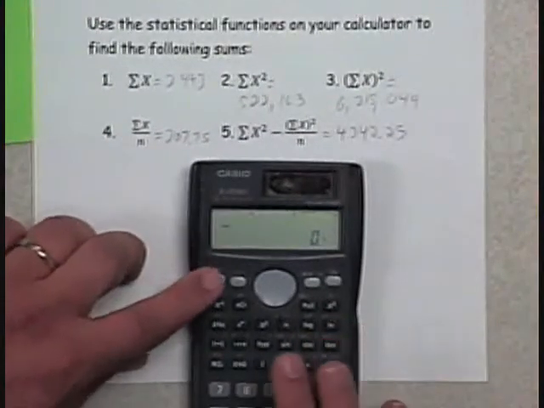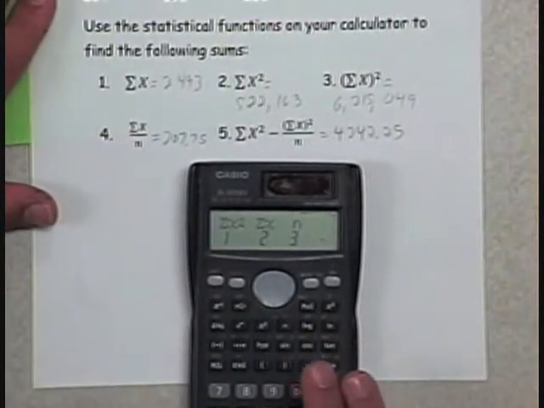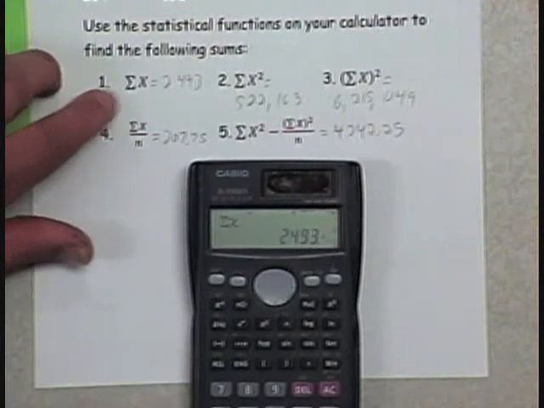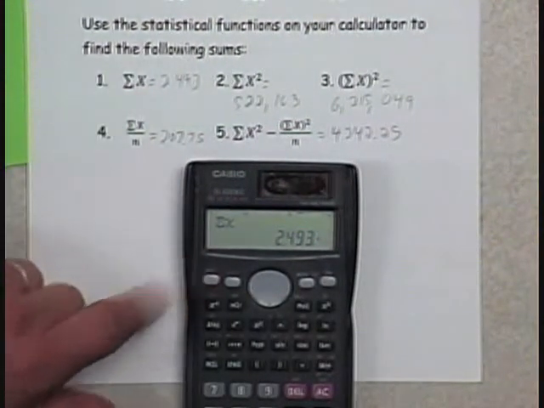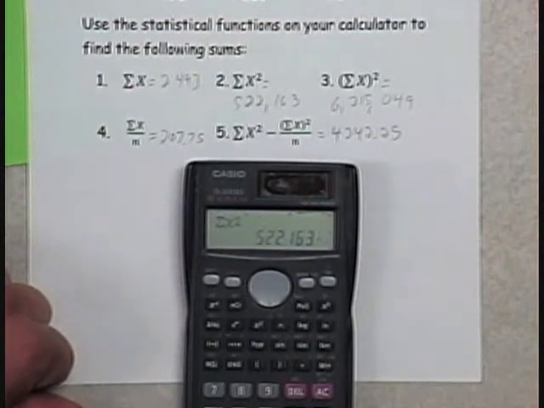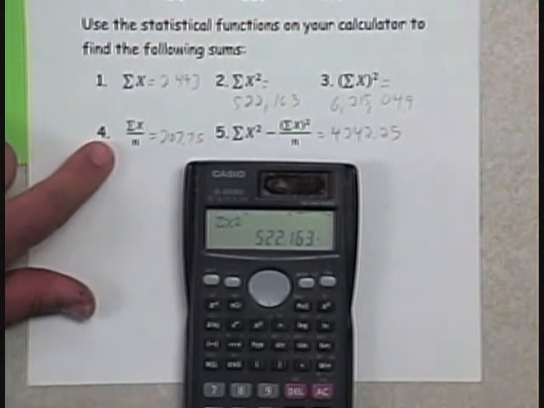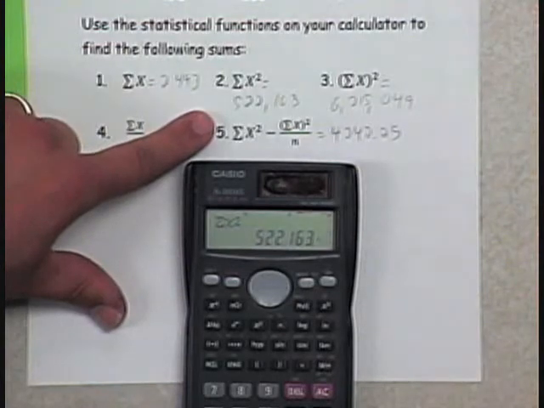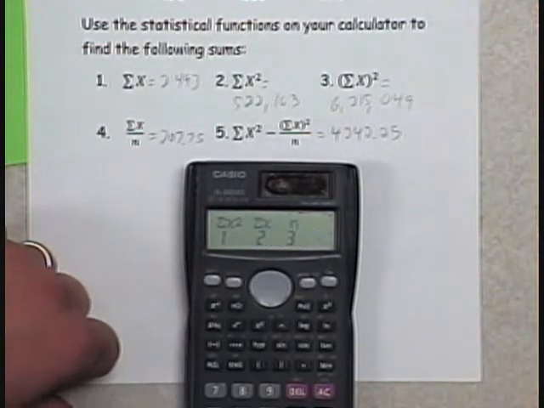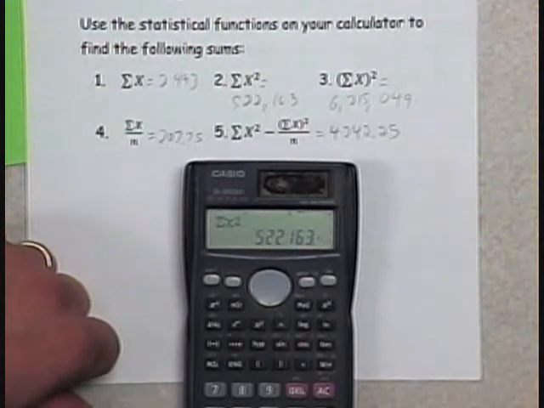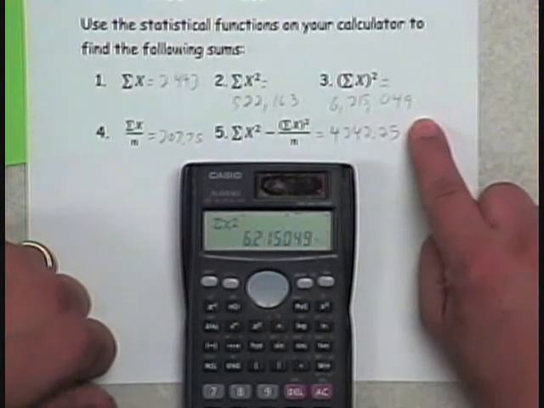So if I do shift 1, here's my sums. 2 would give me the sum of x. And there it is, 2,493. Shift 1, 1, there's the sum of x squared. 522,163. Shift 1, 2 squared. So that's this one right here. You can compare.